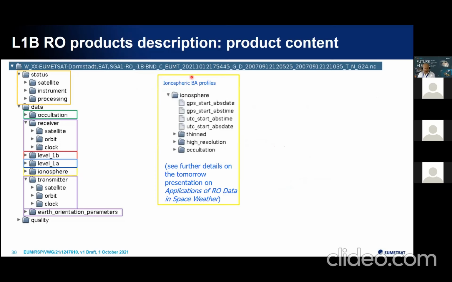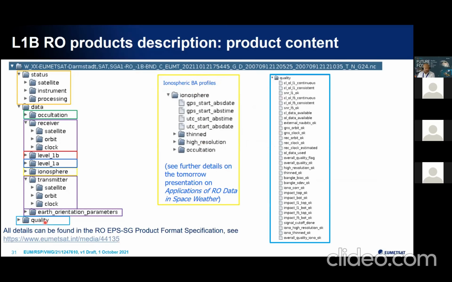We have also the ionospheric group, where we are storing all the ionospheric products, basically the profiles of bending angles and of scintillations. Tomorrow I will provide some more details in the presentation on applications of radio occultation data in space weather. We have also a quality subgroup. All the details can be found in the EPS Second Generation radio occultation product format specification.